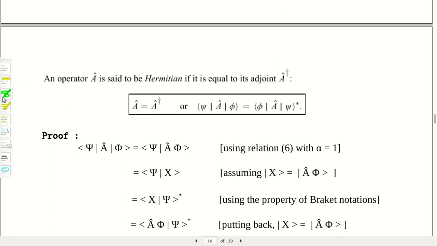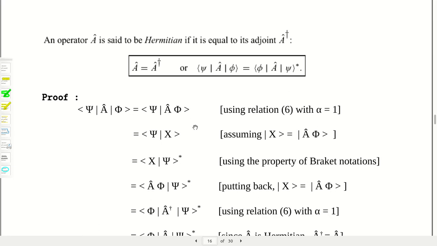Now an operator is to be called Hermitian when the Hermitian adjoint and the original operator are equal to each other, that is, the operator a is equal to a dagger. In other terms you can write ⟨ψ|a|φ⟩ = ⟨φ|a|ψ⟩*. If this is satisfied, then you can say that a is equal to a dagger.